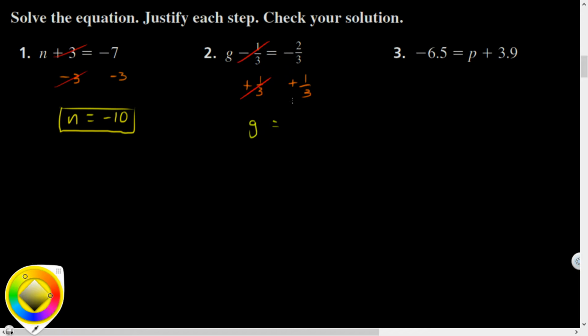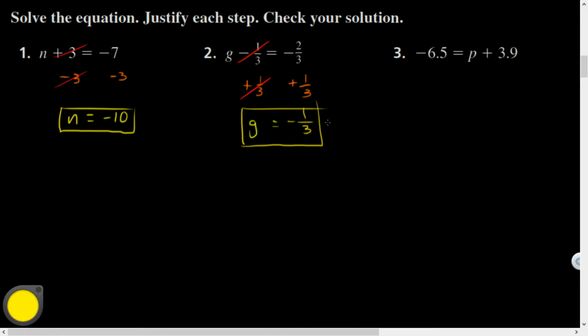And, ooh, tricky. -2/3 plus a third. The answer is going to be in thirds. What's -2 plus 1? -2 plus 1. The signs are different, so I subtract them. And then the more influential one was the negative. So I get G is equal to -1/3. A little bit of fraction work there.